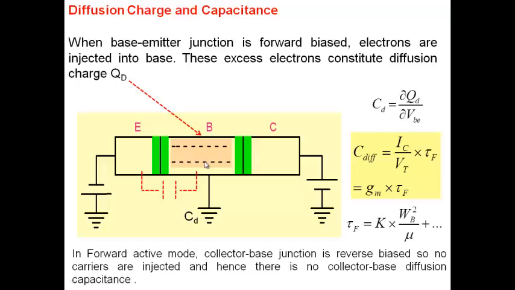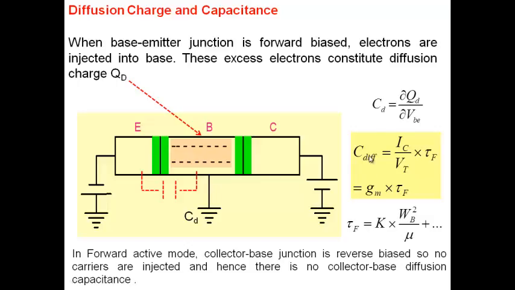The base transit time that you see here, tau F, without going into too much detail, depends on the thickness of the base here. If the base is thick, then tau F also becomes large, proportional to WB squared. Now this also tells us that the capacitors are the ones which slow down your device. If there were no capacitor, my device would work right up to whatever frequency that you can apply. It's only because of capacitors that devices fail at high frequencies.